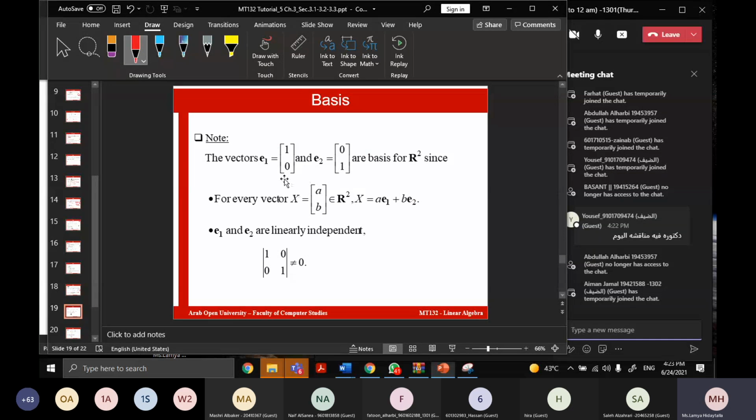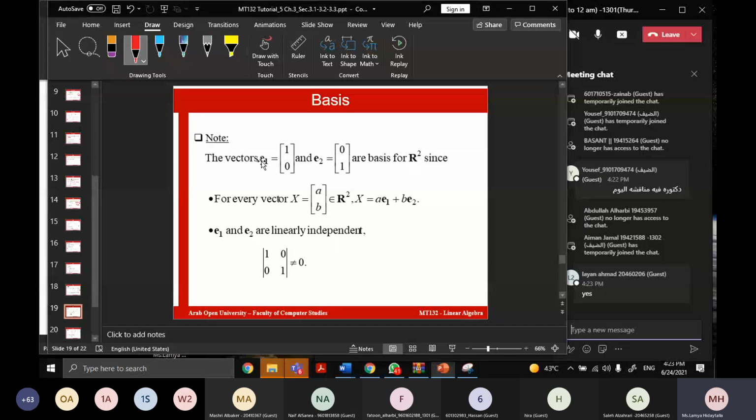Just 1 minute, after that I'll start the new class. So E1 and E2, the vectors, where are we? In R2. I have two vectors. Are they bases or no? Yes, they are bases. Why? Because they are linearly independent. No one of them can I get from the others. Right? That is, if I found the determinant of them, the determinant is 1, not equal to 0. If they are linearly independent, then yes, they are bases for R2. That means every vector in R2 I can find in terms of them.